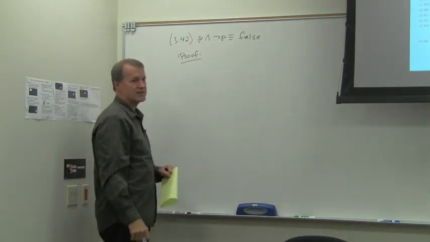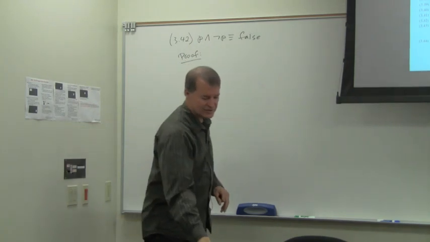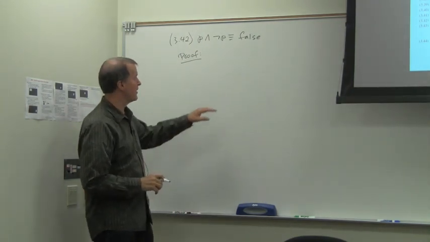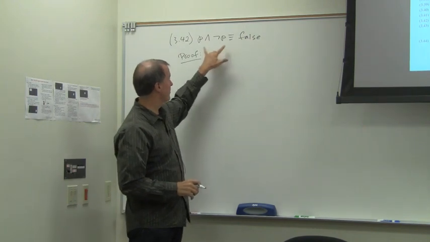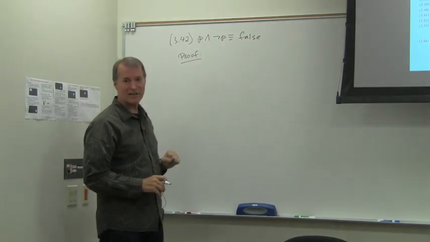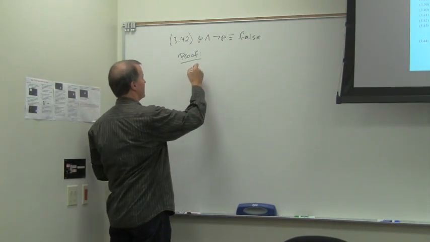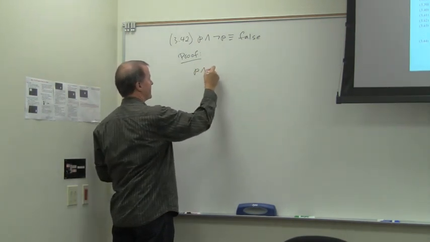That's the proof. This time let's not do the whole thing. This time let's start with one side and get it to the other. So which side should we start with? The simple one or the complicated one? The complicated one. Okay, so Ben, I think it's your turn, right? Okay, so we'll go P and not P.